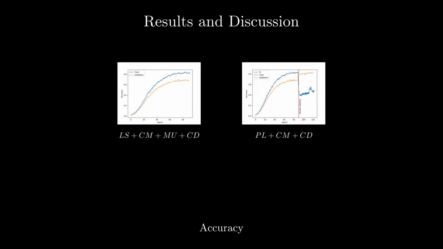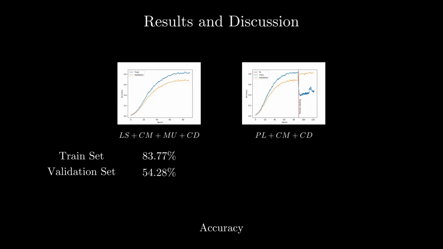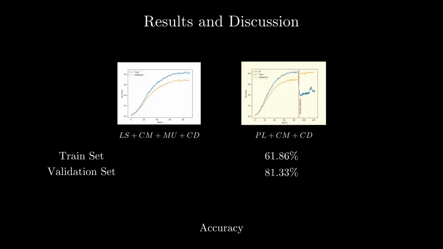LS is label smoothing, CM is cut mix, MU is mix up, CD is cosine decay, and PL is pseudo labeling. Here we can see the performance of the model in terms of the training and the validation accuracy. We can see a massive jump in the validation accuracy after pseudo labeling is introduced.